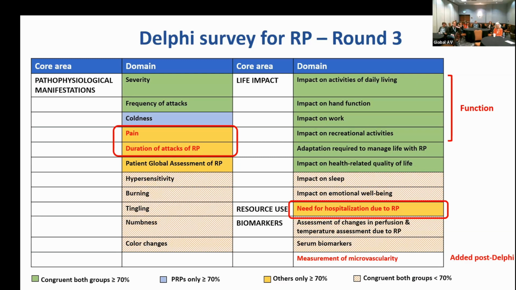Gulen Hatemi. I'm really with the patient research partners on the need for hospitalization, because you don't hospitalize patients for Raynaud's phenomenon, you hospitalize them for digital ulcers. But maybe one of the domains should be developing a digital ulcer for patients with Raynaud's phenomenon, instead of need for hospitalization, which is a very indirect domain, I would say.